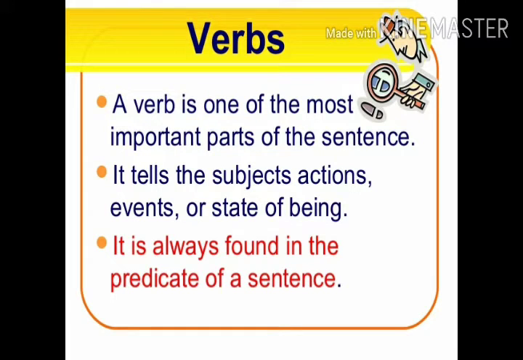Verb. A verb is one of the most important parts of the sentence. Without a verb, a sentence is incomplete. It tells us a subject's actions, events, or state of being. So, it tells us what the subject is doing. It is always found in the predicate of the sentence. So, as we know, in a sentence there is a subject and predicate, and in the predicate we always find a verb.